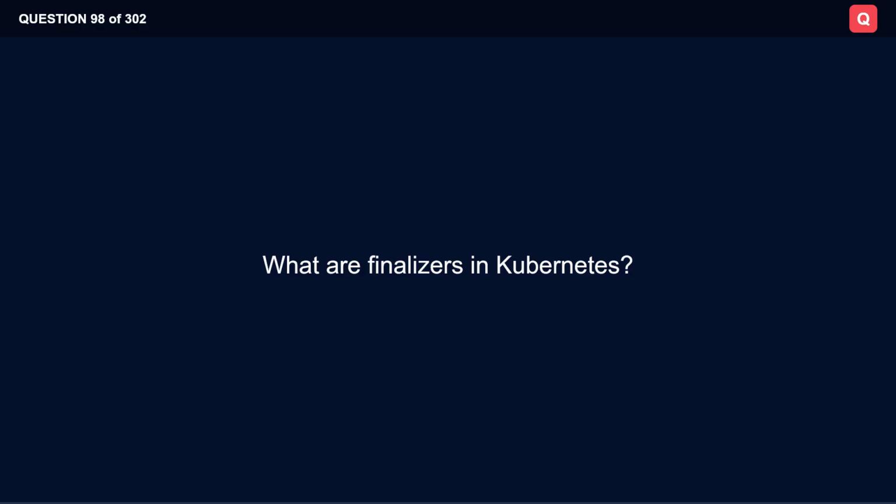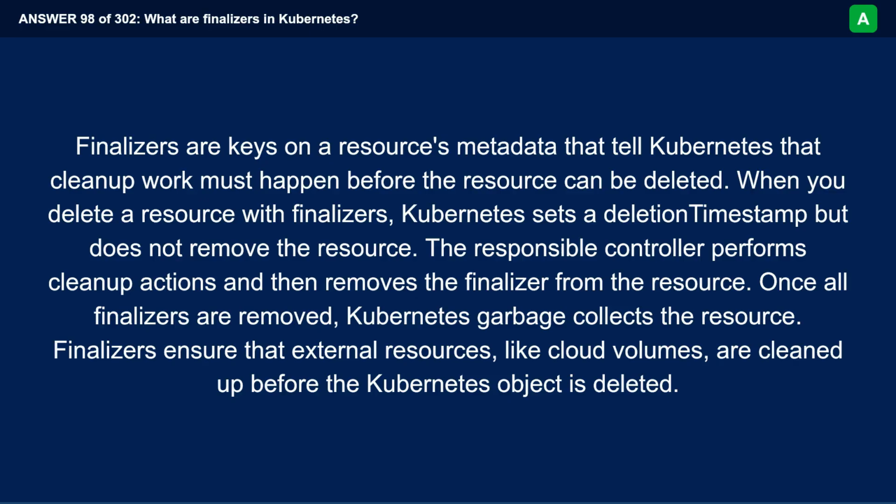What are finalizers in Kubernetes? Finalizers are keys on a resource's metadata that tell Kubernetes that cleanup work must happen before the resource can be deleted. When you delete a resource with finalizers, Kubernetes sets a deletion timestamp but does not remove the resource.